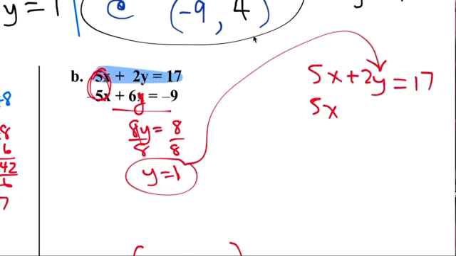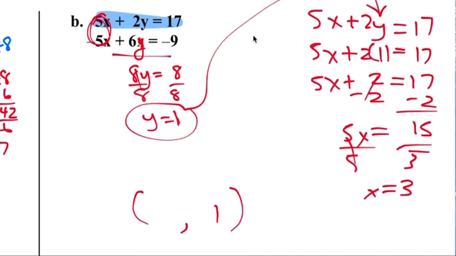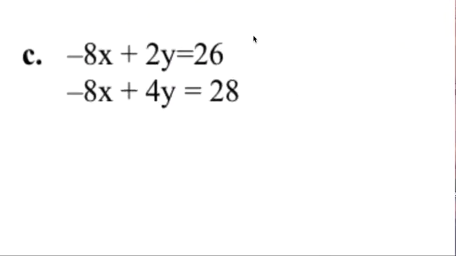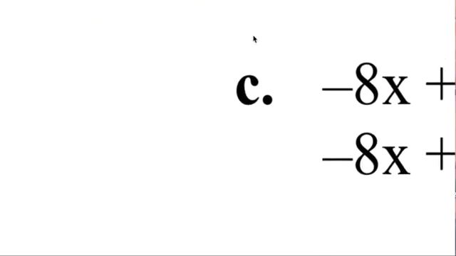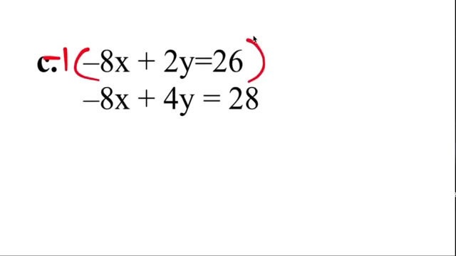Okay, 5x plus 2 times 1 equals 17. That's 2, 5x plus 2 equals 17. Subtract 2, get 15. So equals 5x, divide by 5. X is 3. So 1 solution at 3, 1. That's where they meet. So this one doesn't equal to 0, so you look at the x, they're the exact same thing. You just need to multiply one of them by a -1 to make it equal to a positive 8.